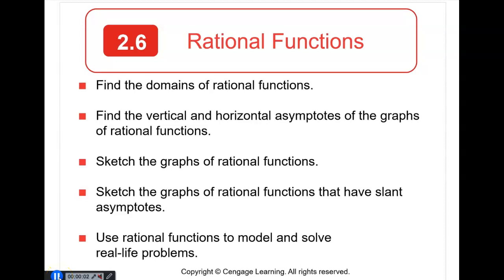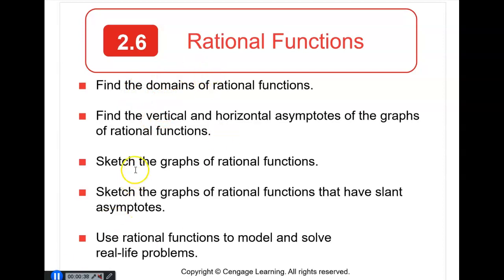Hi, this video will cover section 2.6, rational functions, and the objectives that are listed here. We have: find the domains of rational functions, find the vertical and horizontal asymptotes of the graphs, sketch the graphs of rational functions, also sketch the graphs of rational functions that have a slant asymptote, and finally, we'll solve a problem with some real-life application.